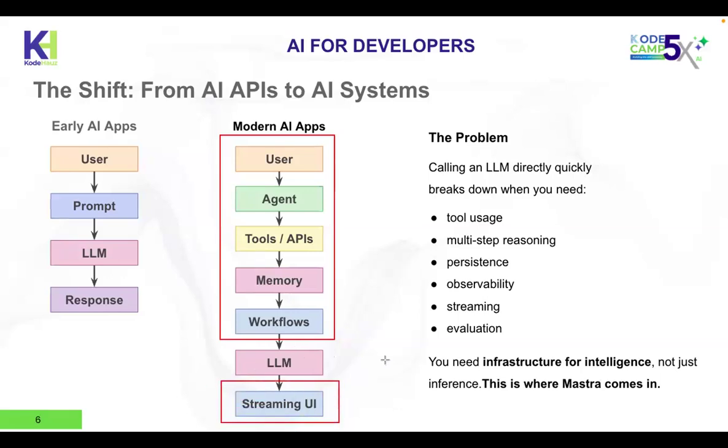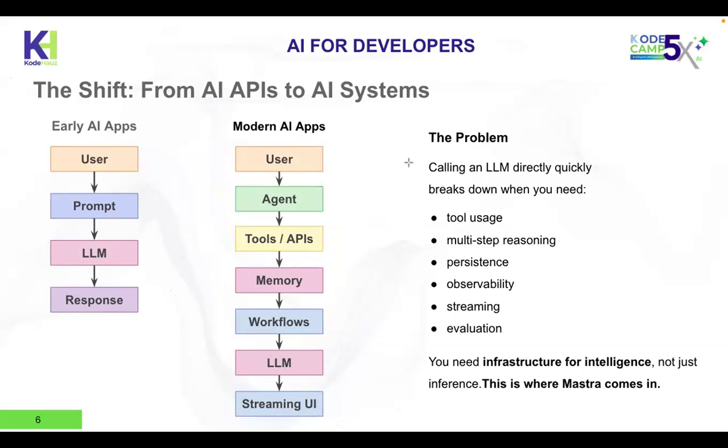And you only call out to the LLM at the back end. Of course, Mastra has what we call routing, which allows you to choose between different LLMs. So what we now see is that in today's AI apps, calling an LLM directly does not work anymore because you need tool usage, you need multi-step reasoning, right?